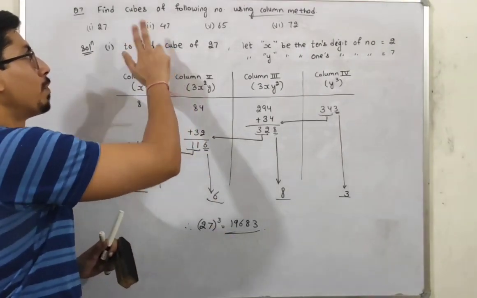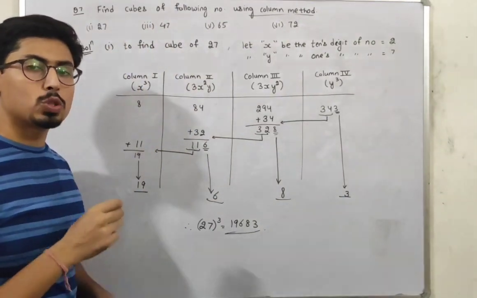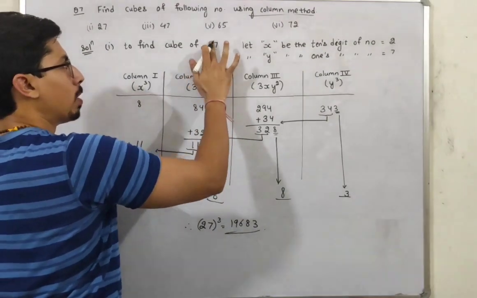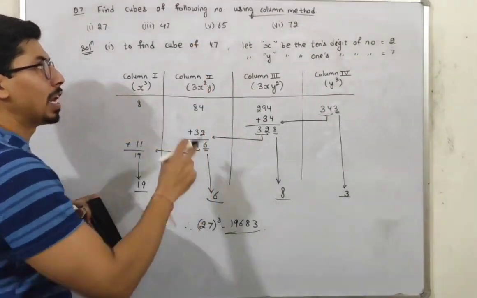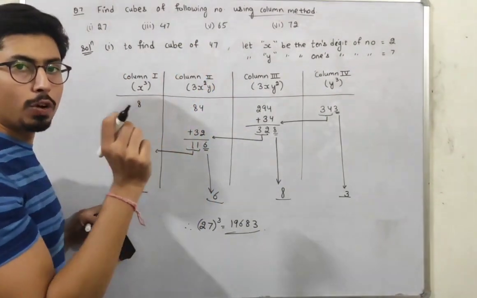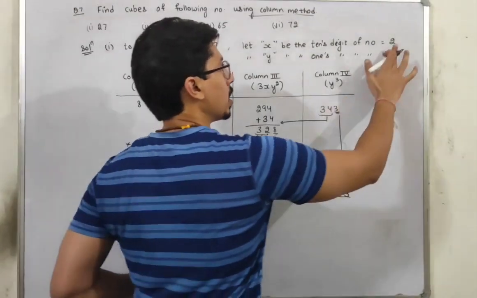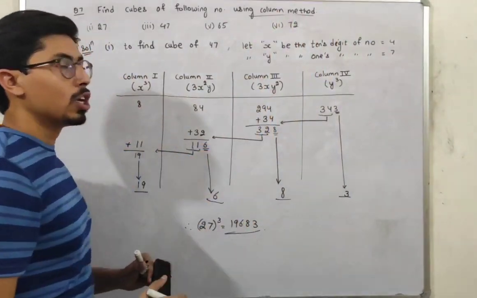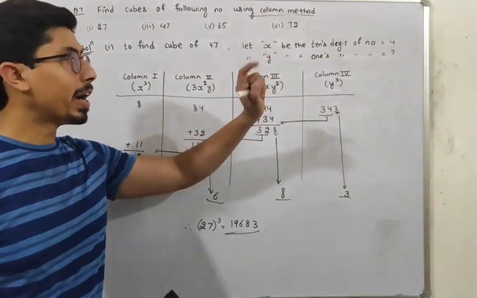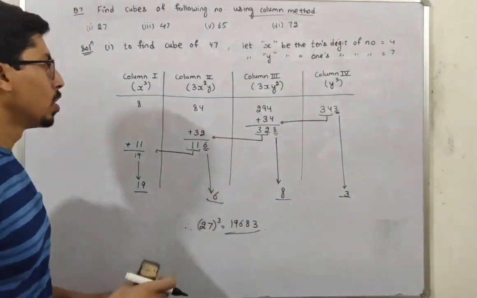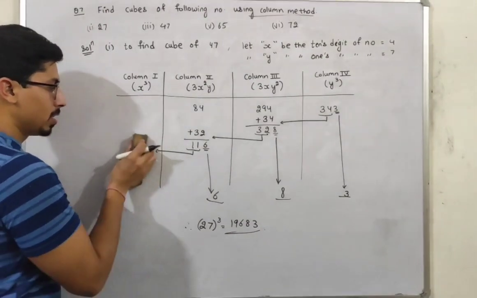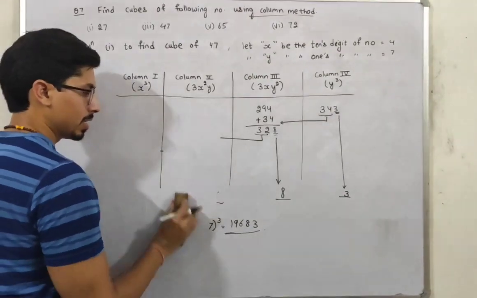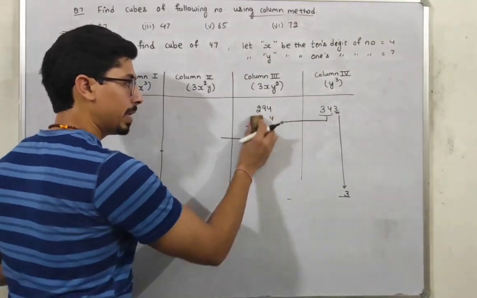Now moving forward to part number 3, that is 47. We have to find the cube of 47, students. The value of x, the tens place, will be 4, and the value of y, the ones place, will be 7 again. So the value of x is 4 now and the value of y is 7. So this is going to change, and it will be like this.